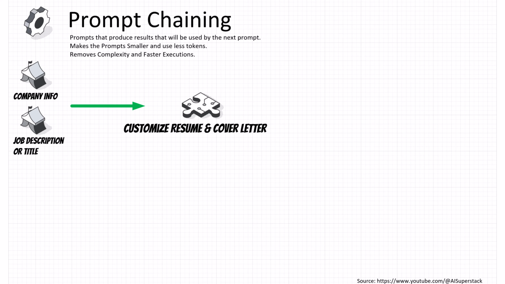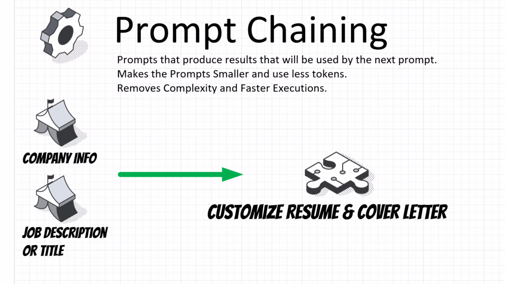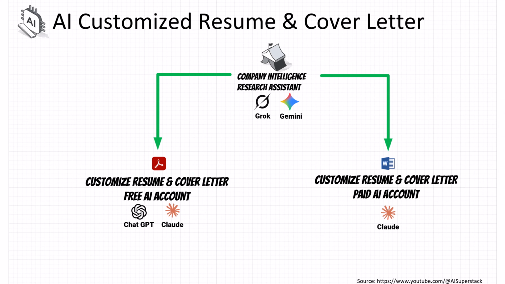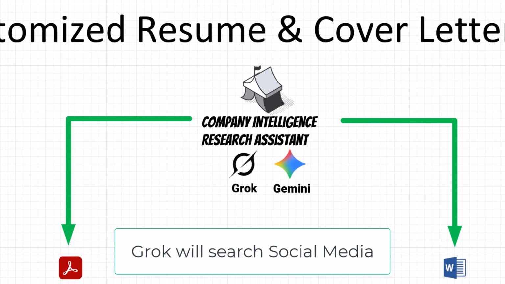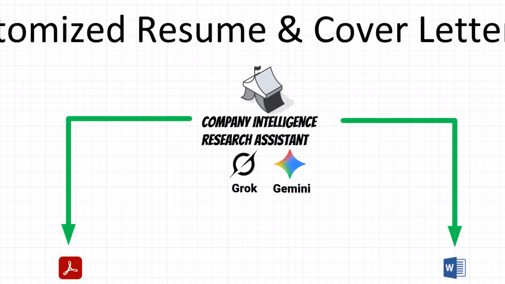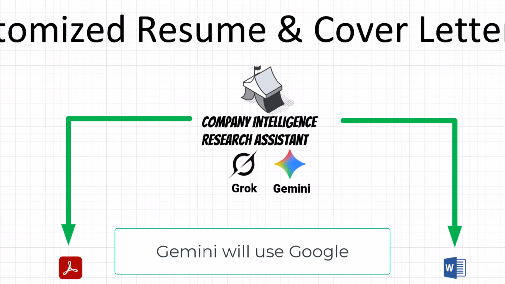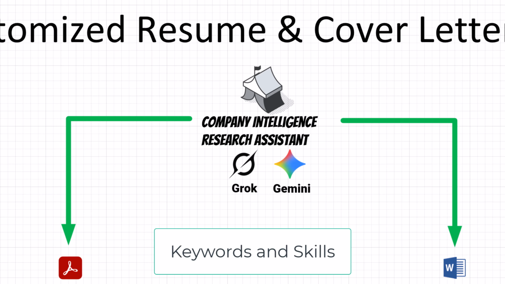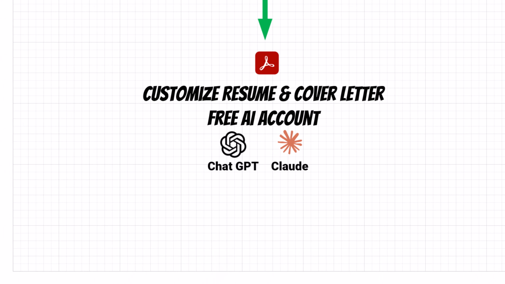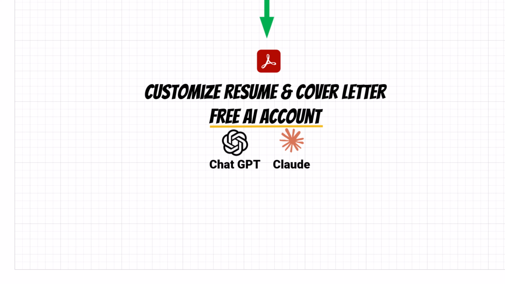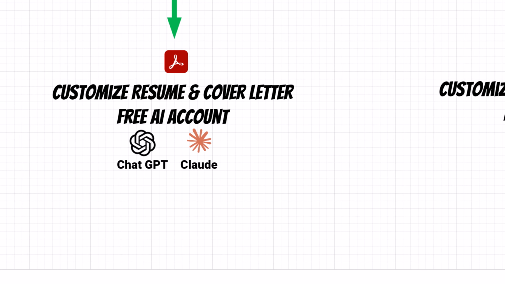That being said, we also want to minimize token usage, so we're going to use a technique called prompt chaining, which is designed to minimize token usage by breaking large prompts into smaller ones, and at the same time take advantage of what each AI model does best. So in this architecture, we're going to utilize Gemini and Grok to find out as much as we can about the company and role you're applying for, and extract the keywords and skills that could benefit your resume or cover letter or give you an edge while applying. Once we get that information, we will customize your resume with ChatGPT or Claude using free accounts, or only Claude using paid accounts.